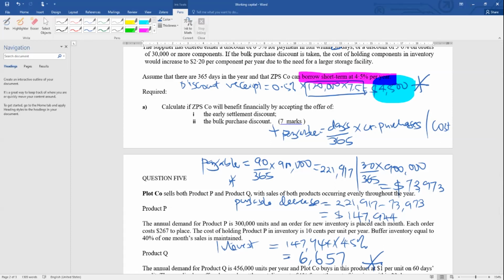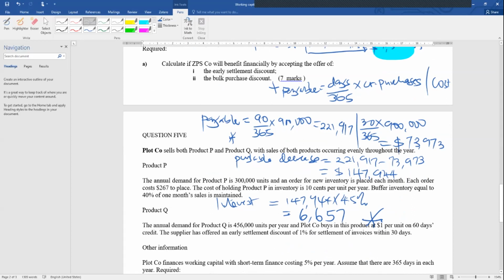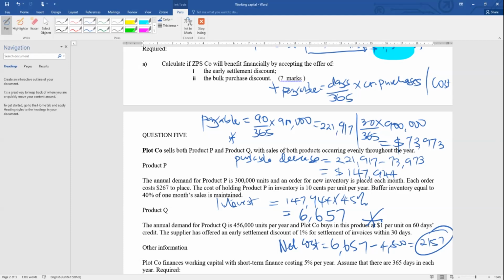There's a cost you're incurring. The net cost you would incur in case you accept the offer is the cost of 6,657 minus the benefit of 4,500, which gives us 2,157. Therefore, as a company, do not accept this offer from the supplier. It is yielding an annual net cost of 2,157. Therefore, don't accept the offer. Clear?